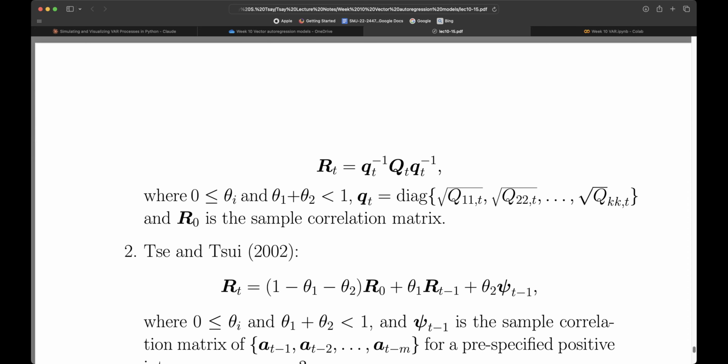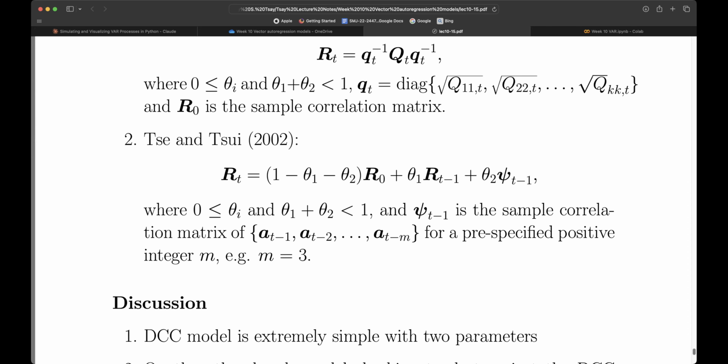Another very popular one is this one: 1 minus theta 1 minus theta 2 times R0. Again, this is the sample correlation matrix, and then theta 1 times Rt minus 1. So we use a recursive relationship, and then sum this part where we have restrictions. This is the sample correlation matrix, and it is the starting point, the sample correlation matrix of this one for a pre-specified positive integer m.